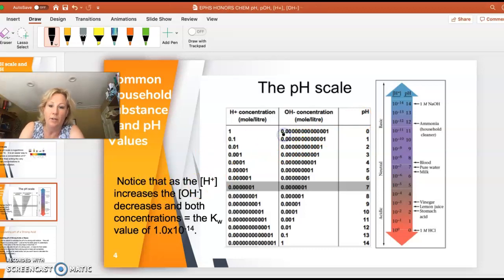So notice also this other image here is showing you that as the hydrogen goes down, the hydroxide goes up. They're inversely related because we know the product of the two concentrations equals Kw, which is still 1 times 10 to the negative 14th.